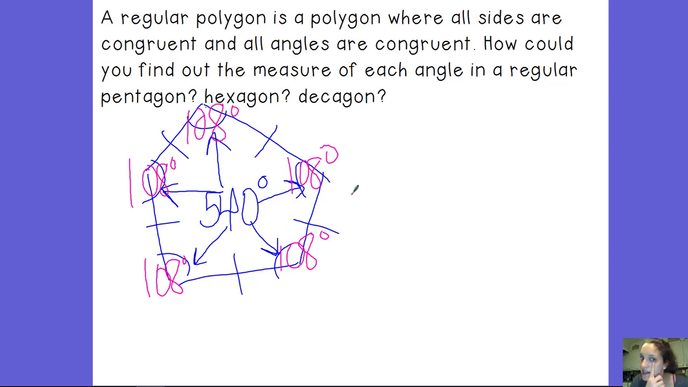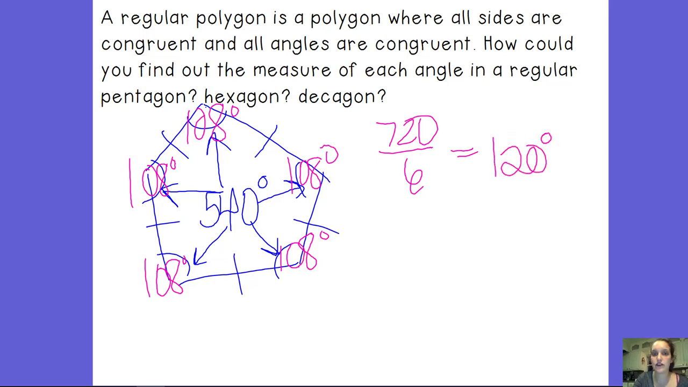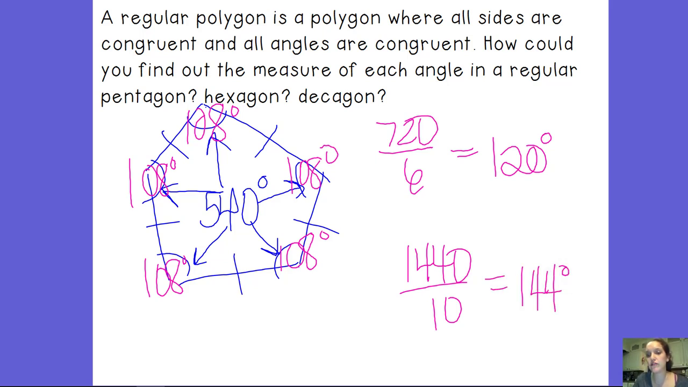And we can do the same thing with a hexagon. You take the total, which is 180 times 6 minus 2, which is 720, divided by 6. So in a regular hexagon, each individual angle is 120 degrees. A decagon, the total is 1440. And there's 10 angles. If it's a regular decagon, each of those 10 angles would need to be 144 degrees.